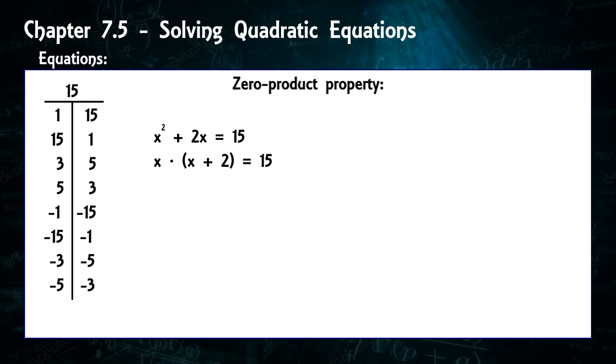But there's also minus 1 times minus 15, minus 15 times minus 1, minus 3 and minus 5, and minus 5 and minus 3. And that's even without considering decimal numbers.